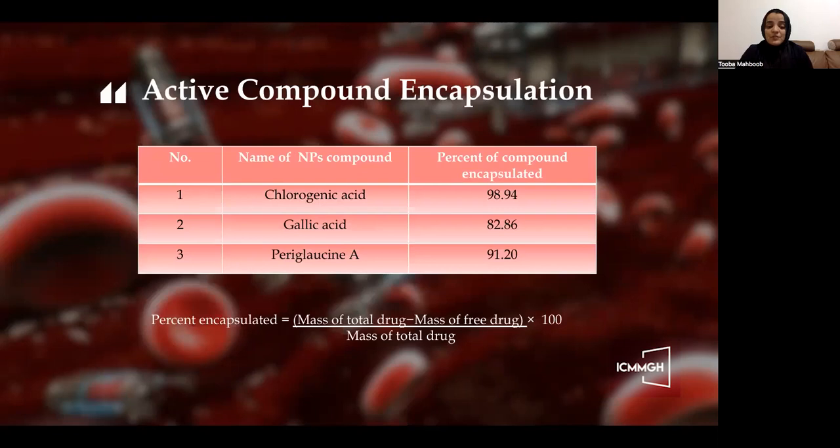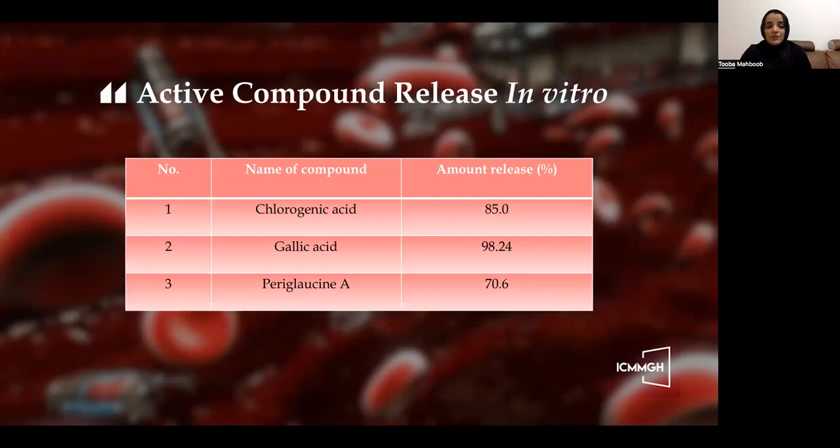The percent encapsulation was calculated by using this formula, and the maximum percent encapsulation was reported for the chlorogenic acid nanoparticle, followed by periglossine A. It shows 91% encapsulation, whereas the gallic acid nanoparticle shows 82.86% encapsulation. Moving towards the release of the compound within 24 to 72 hours, the gallic acid release was 98% within 72 hours, followed by chlorogenic acid, which showed 80 to 85% release, and then periglossine A, which shows 70% release after 72 hours.